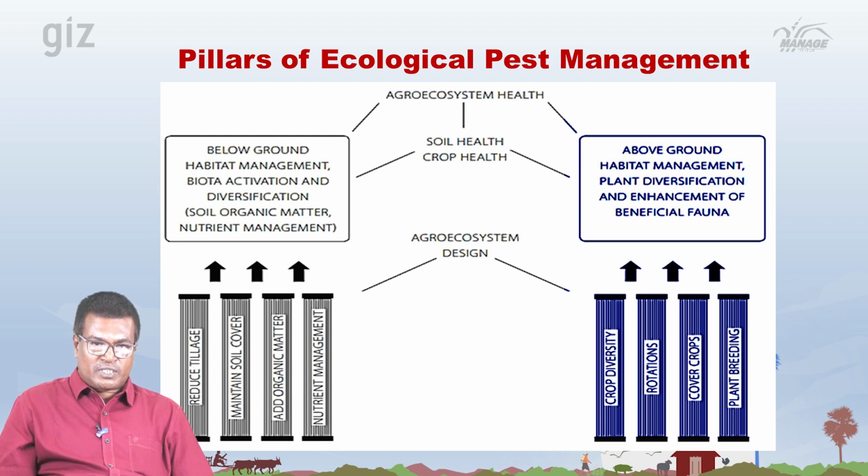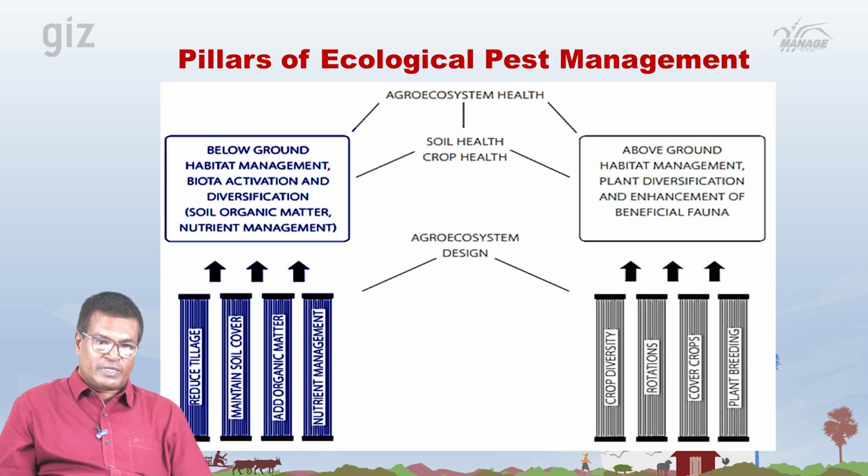Likewise, if you see the below ground habitat management, we need to reduce the tillage first, and then we should maintain a cover on the soil continuously throughout the year, and then we should add ample amount of organic matter to the soil, and we should see that all the nutrients needed by the crop should be available inside the soil. So these are the 4 issues we should take care of if you want to have a good habitat management inside the soil.